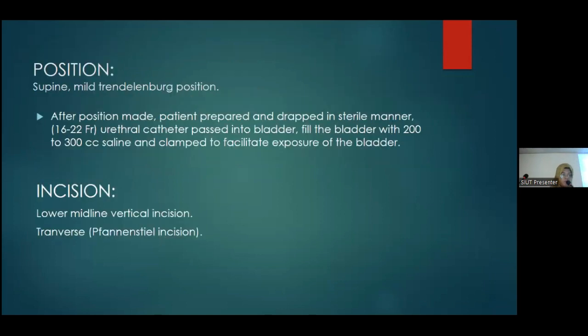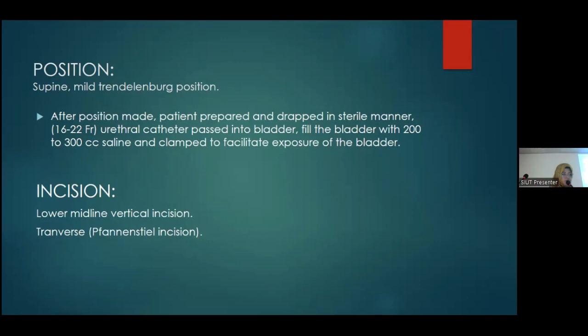Similarly, as in the retropubic approach, the position is the same. That is the mild Trendelenburg position, supine with the legs slightly flexed. After the position is made, the patient is prepped and draped in the usual sterile manner, and a Foley catheter of 16 to 22 French is passed, and the bladder is filled with 200 to 300 mL of saline and then clamped. This will help facilitate the exposure of the bladder.